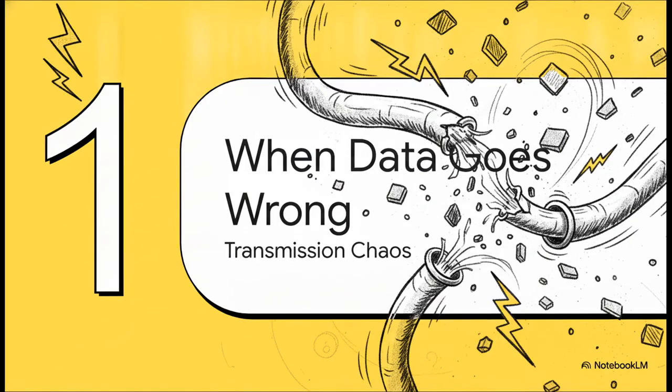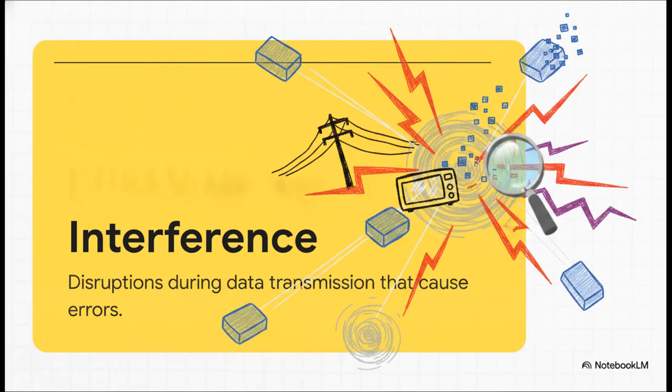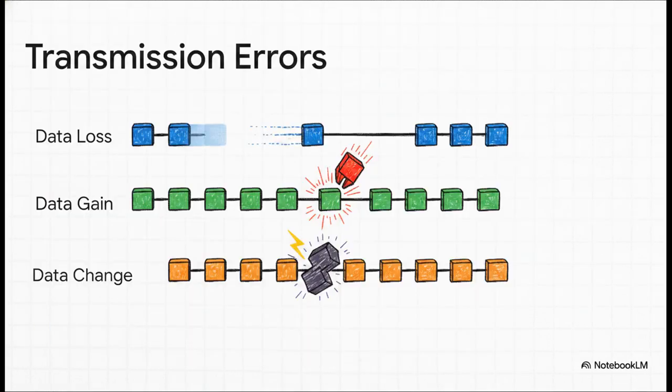Part 1. When data goes wrong. The absolute villain of our story here is interference. These are disruptions during transmission that actively cause errors. As these fragile little data packages travel across local and global networks, interference is just constantly working against them. They're battling electrical noise from power lines, signal degradation over long distances, or honestly, even just a microwave turning on nearby and completely messing with your Wi-Fi signal. Because of all this constant chaos, things go wrong very fast.